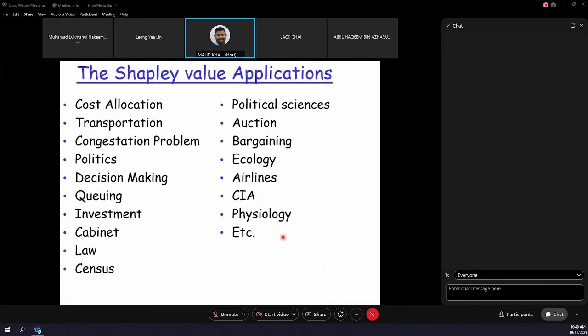That's why Lloyd Shapley was able to win the Nobel Prize, because from this breakthrough and established formula, the Shapley value can be applied in a lot of fields, especially cost allocation, transportation, congestion problems, politics, decision making, queuing, investment, and more. The first assignment for all of you after the mid-semester break will be on Shapley value applications. We are not going to discuss it now.